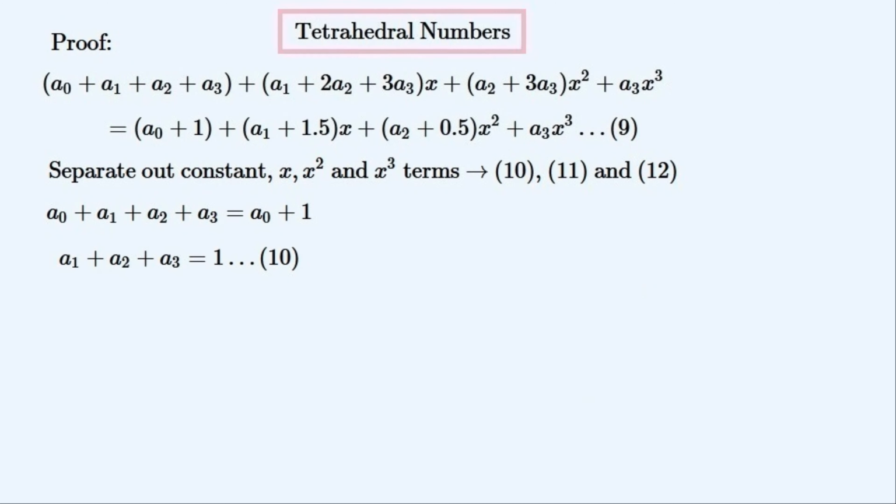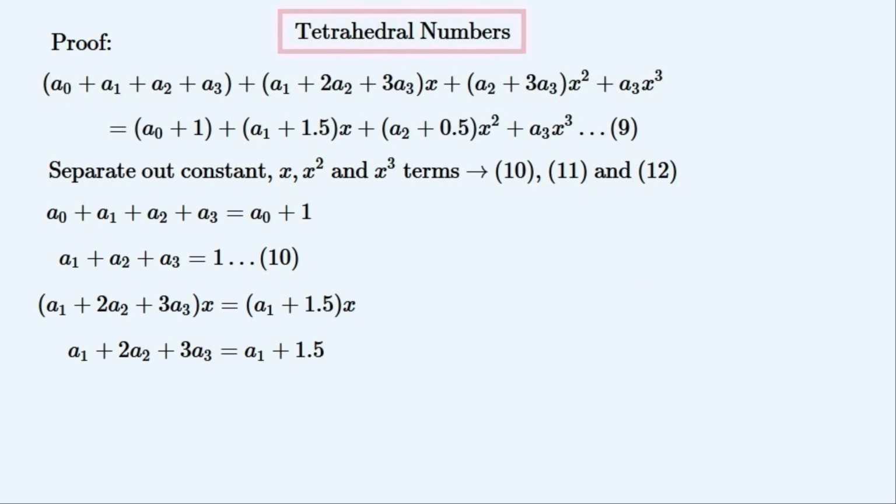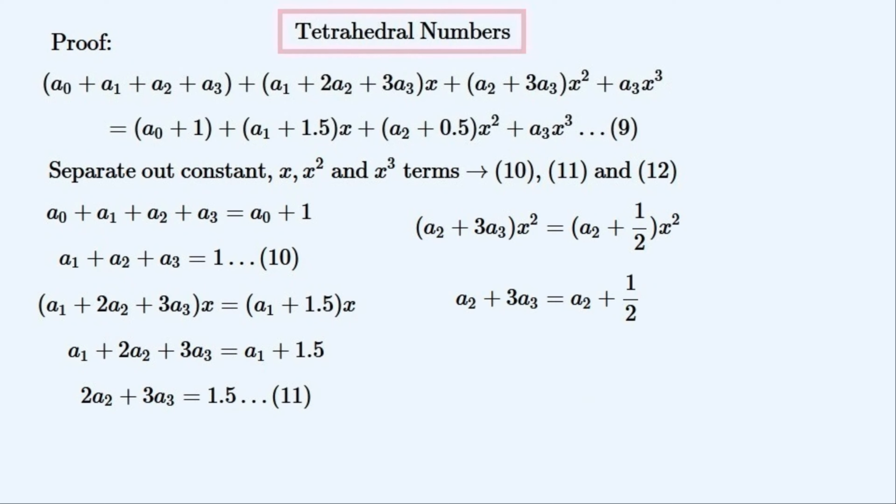Simplifying this equation gives us this equation. We can separate out all of the x terms to give us this equation. Then we can divide both sides by x. And after simplification we get this equation. We can then separate out all of the x squared terms. Then we can divide both sides by x squared. We can simplify this equation to give us this equation, which looks like it will solve one of the coefficients.